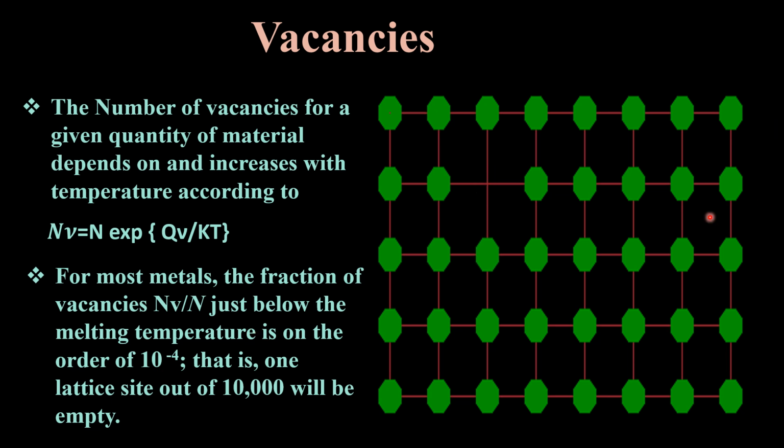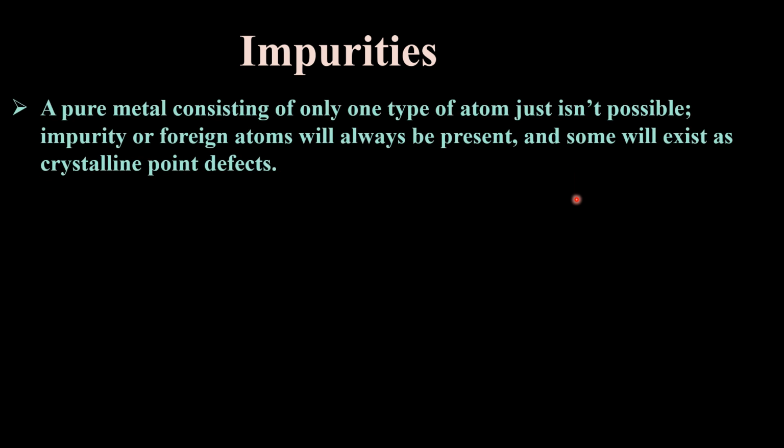So now we go to the next point defects, which are called impurities. So now we will discuss the point defects, impurities. All pure metals consisting of only one type of atom are not possible. Impurity or foreign atoms will always be present, and some will exist as crystalline point defects.